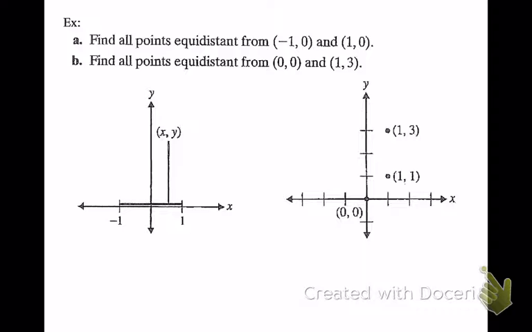All right, let's ignore, we're going to do A. Okay, A on A. Ignore this line here. Ignore, this isn't part of it. So we've got to find all the points equidistant from negative 1, 0, and 1, 0. Okay? All the points equidistant. What would all the points equidistant from those points be?